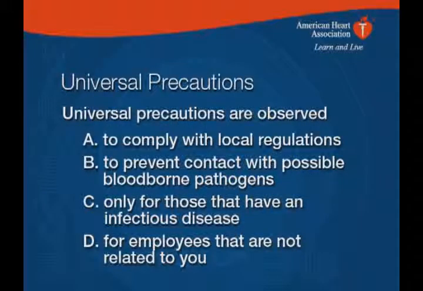Which of the following correctly describes why universal precautions are observed? Universal precautions are observed: A. To comply with local regulations. B. To prevent contact with possible bloodborne pathogens. C. Only for those that have an infectious disease. Or D. For employees that are not related to you. The correct answer is B. To prevent contact with possible bloodborne pathogens.